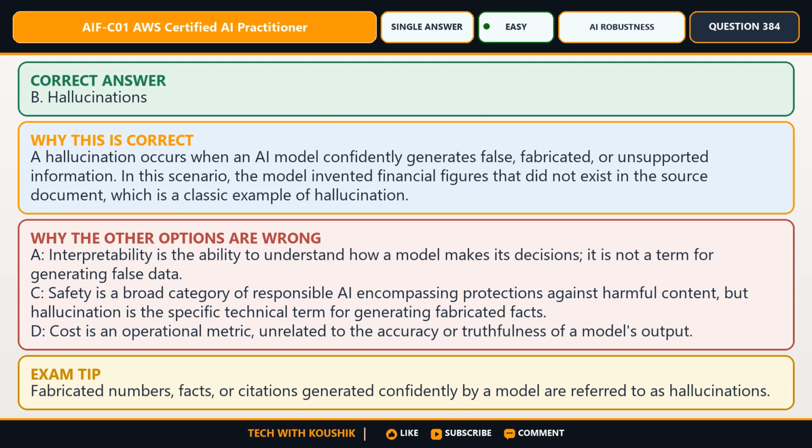Interpretability is the ability to understand how a model makes its decisions. It is not a term for generating false data. C. Safety is a broad category of responsible AI encompassing protections against harmful content, but hallucination is the specific technical term for generating fabricated facts. D. Cost is an operational metric, unrelated to the accuracy or truthfulness of a model's output. Exam strategy. Fabricated numbers, facts, or citations generated confidently by a model are referred to as hallucinations.